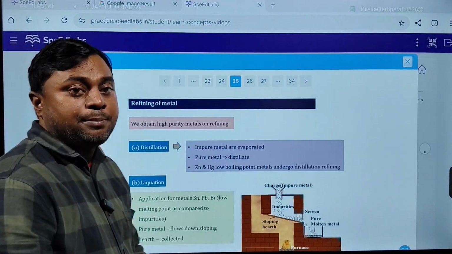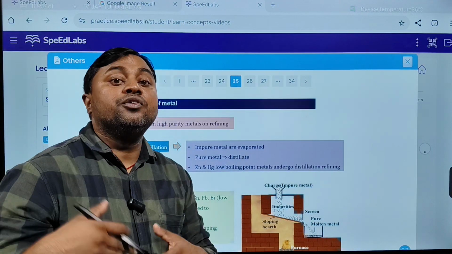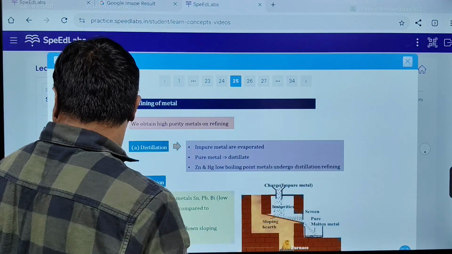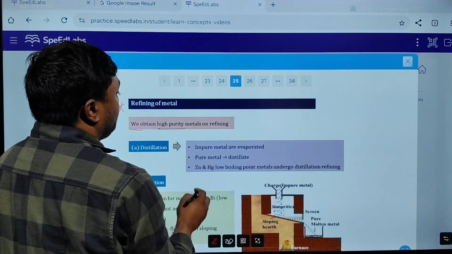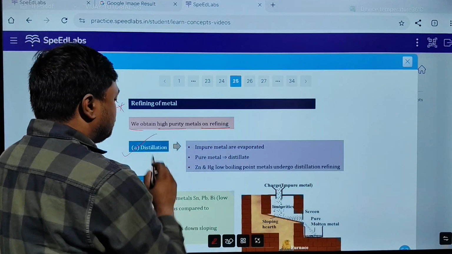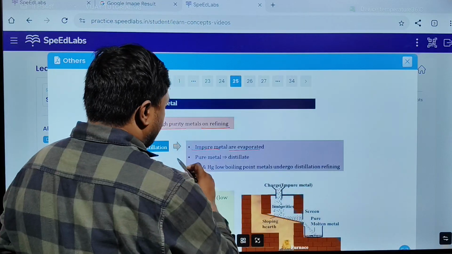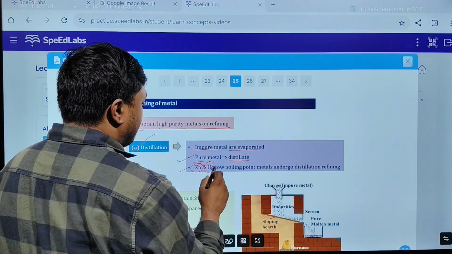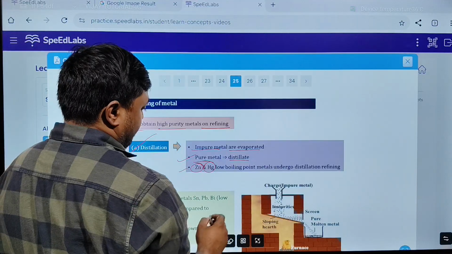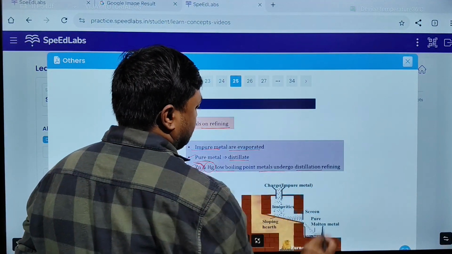The next and last step is refining of metal. When we talk about refining of metal, it means purification of metal. So you can see here, on refining we obtain high purity metals. We are using distillation. Generally, impure metals are evaporated and pure metals distillate. Generally we use this for zinc and mercury, which have low boiling points.